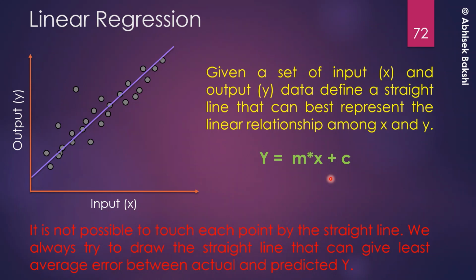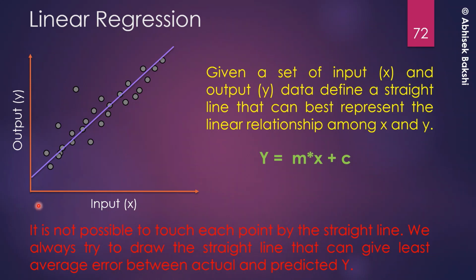One represents slope and another represents the intercept, right? That's why you see I have written here that it is not possible to touch each and every point by a straight line. We always try to draw the straight line that can give least average error between the actual and predicted y. What does it mean? What is actual and predicted y?